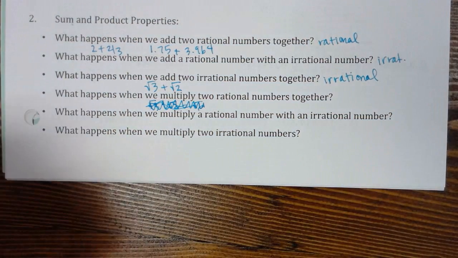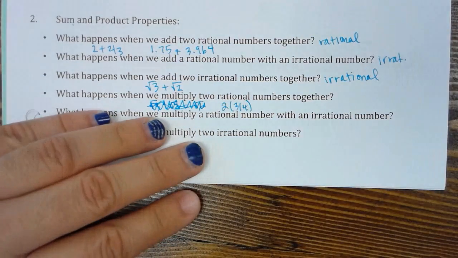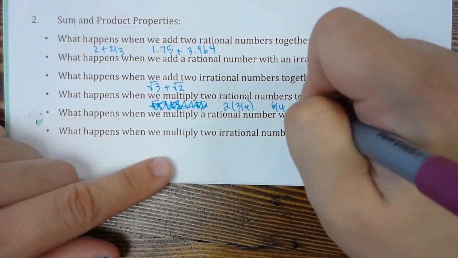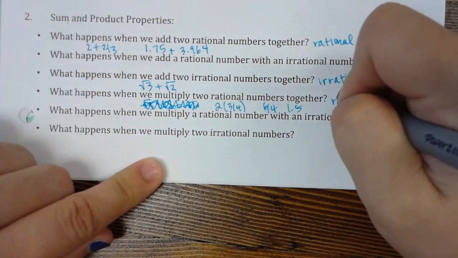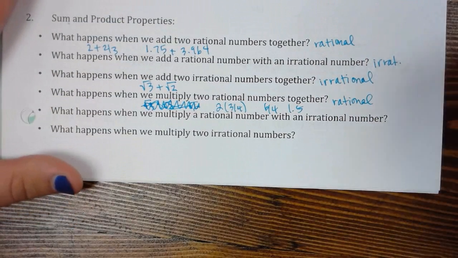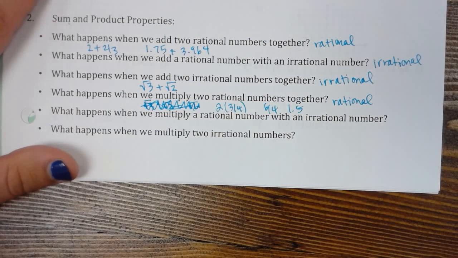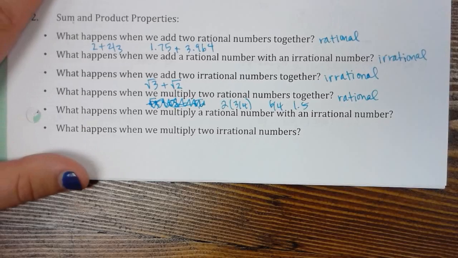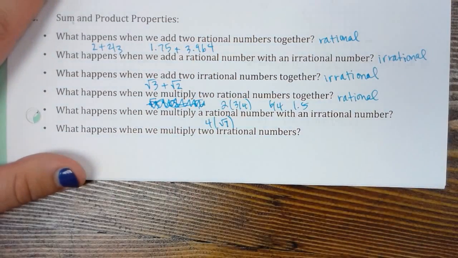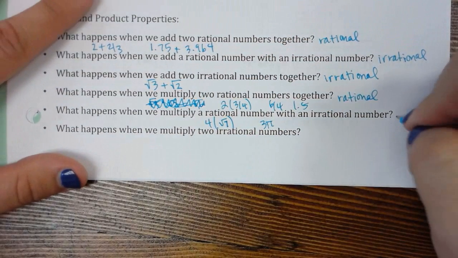Just kidding, back up. What happens when we multiply two rationals? So say 2 times 3/4. Well, 2 times 3/4 is 6/4, which is 1.5, which is rational. What happens when we multiply a rational number with an irrational number? So like rational number 4 times irrational square root 7, or 3 times pi, it's still irrational.